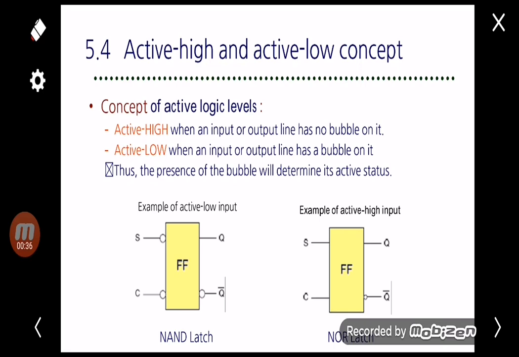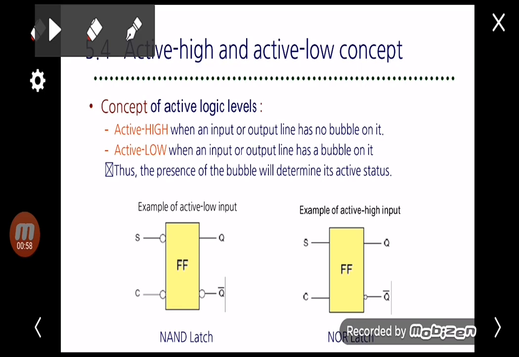Like I already explained before, active high means that an input or output line has no bubble on it. Active low means an input or output line has a bubble on it. Okay, you can see this one.